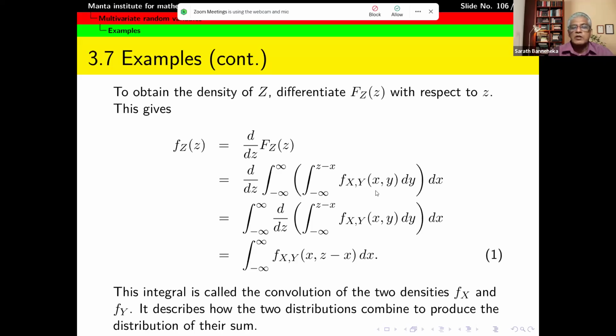But notice here, when we are integrating with respect to y and putting in the limits, this part will be a function of z and x both. But because we are taking the derivative with respect to z, we can take the derivative inside here. So first take the derivative with respect to z, and then integrate the term coming out of that with respect to x. This is the same as this.